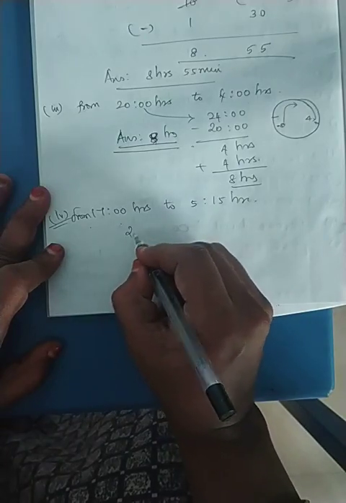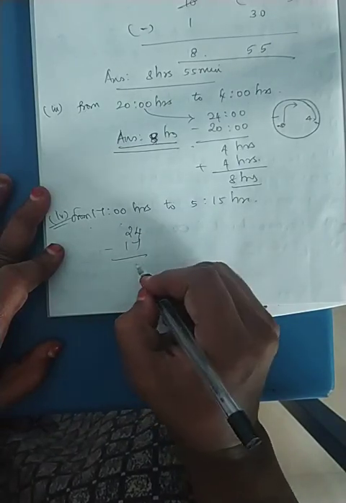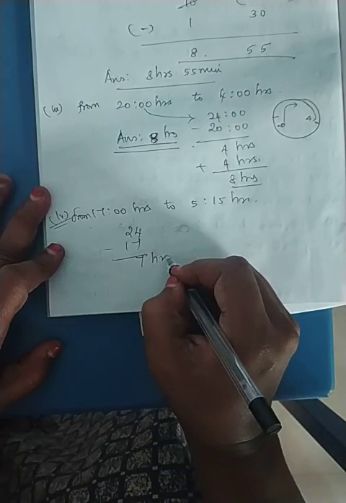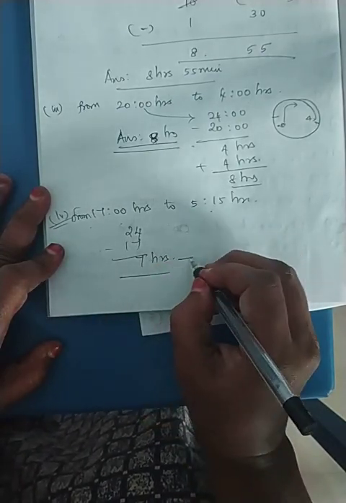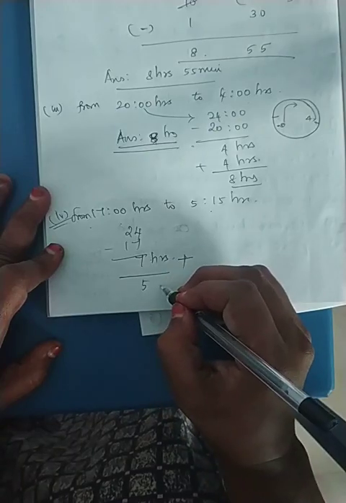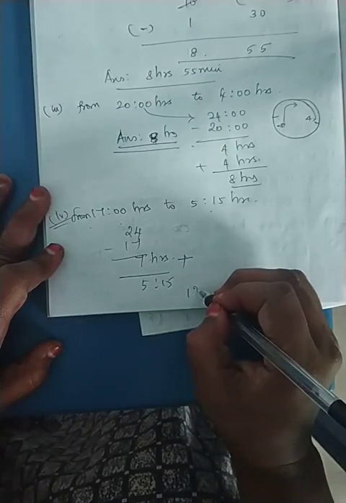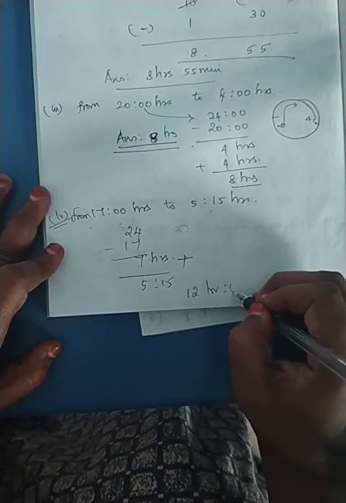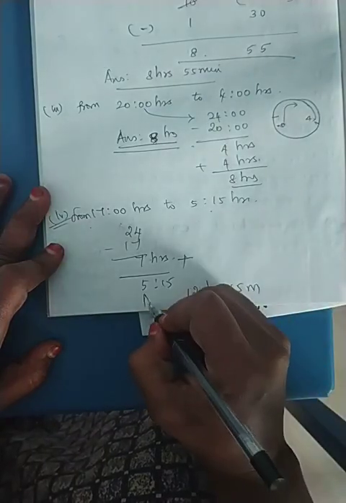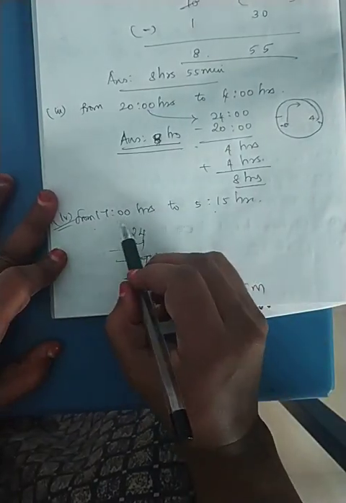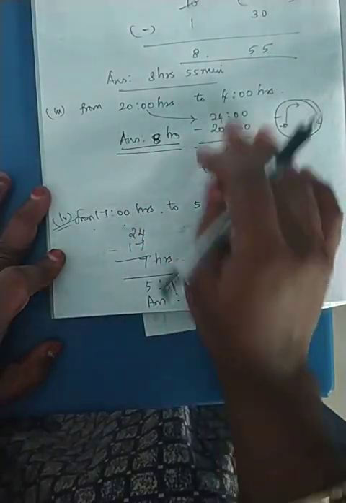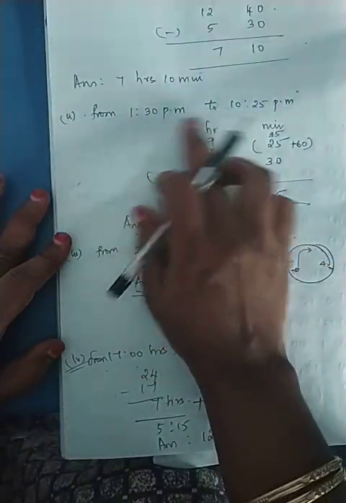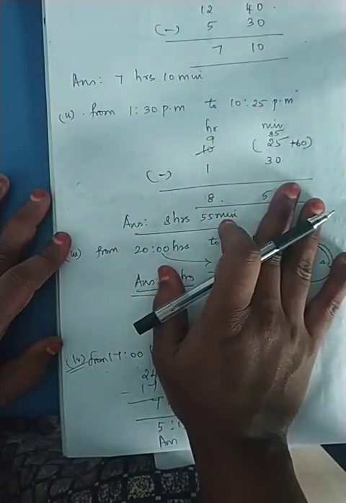First subtract 24 minus 17. So you will be getting 7 hours. Okay, then with that 7 hours you add 5 hours, 5:15. So it will become 12 hours 15 minutes. So the answer is 12 hours 15 minutes. Why? Because when it is following this 24-hour format, you have to do it like this. If it is following AM PM, you can directly subtract.